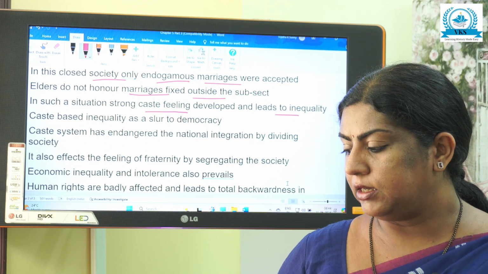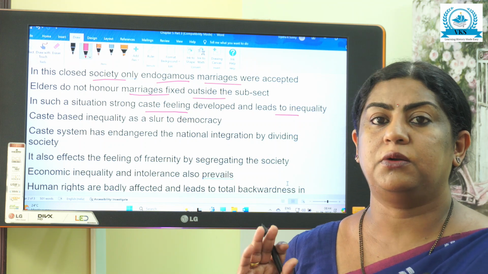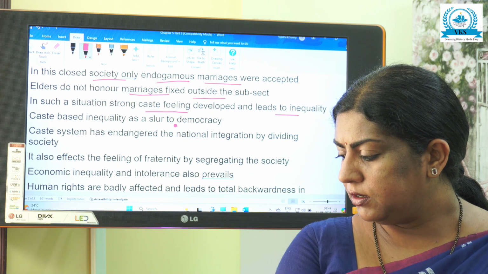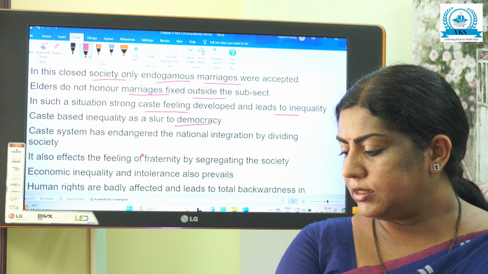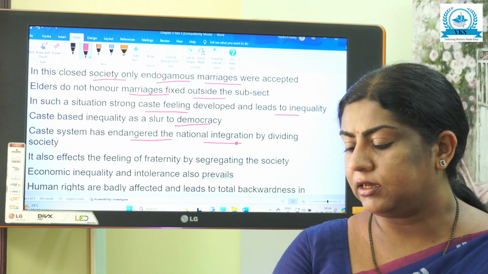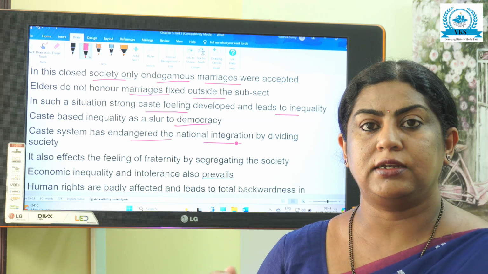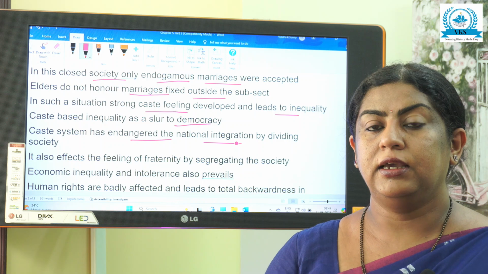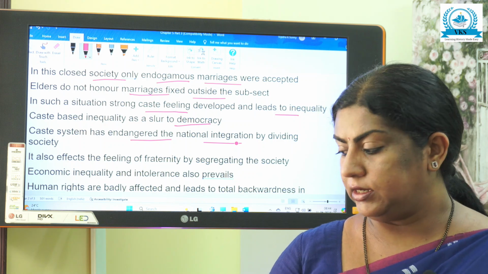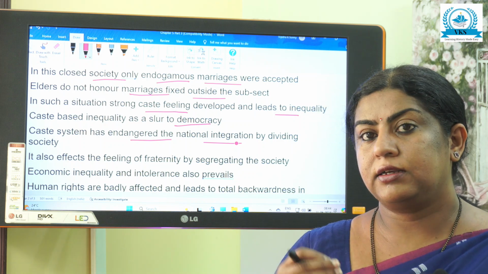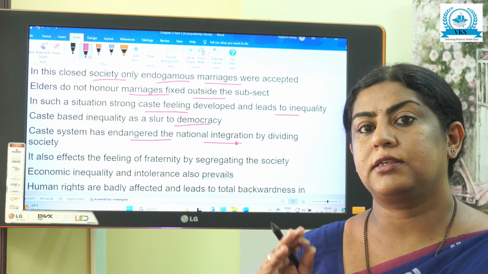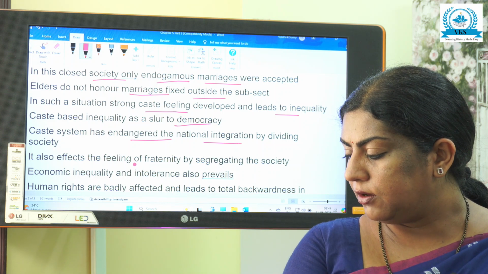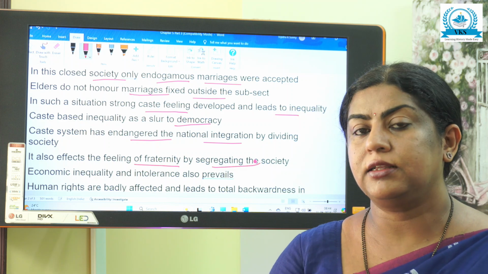Caste-based inequality is a slur to democracy. It is a hindrance to the development of democracy. The caste system has endangered national integration by dividing the society. So what has the caste system done, how is it a slur to democracy? It has divided the society based on caste. That is, it endangers our social or national integration. It also affects the feeling of fraternity by segregating the society.